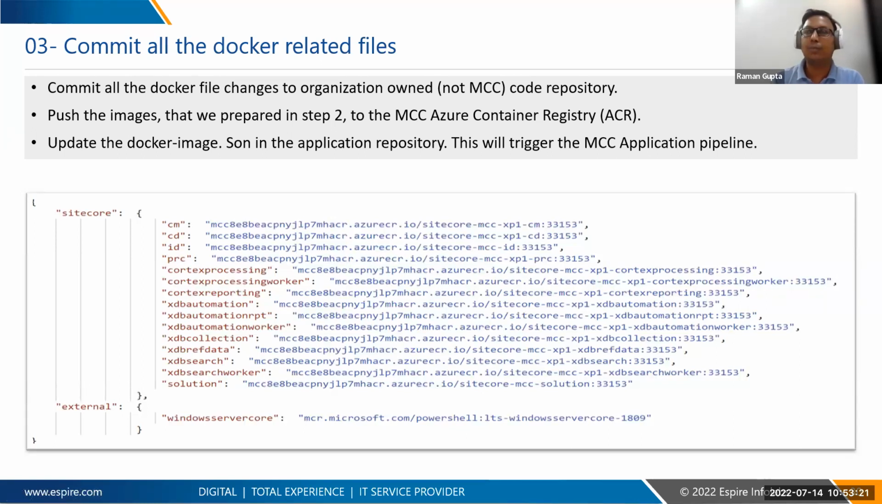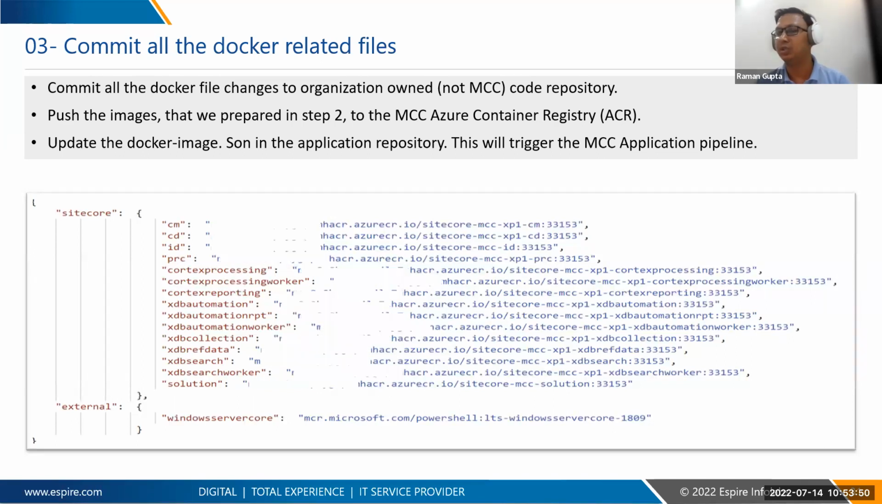And then once you push your images to ACR, you should go to the MCC application repository and update the Docker image JSON file. Here you can see I have updated the Docker JSON file, the CM image and CD image. We have given our ACR reference and our tag number to these images. Once you do this, everything else will be handled by Sitecore Managed Cloud. As soon as you commit anything into the Docker image JSON file, the CD pipeline will trigger.